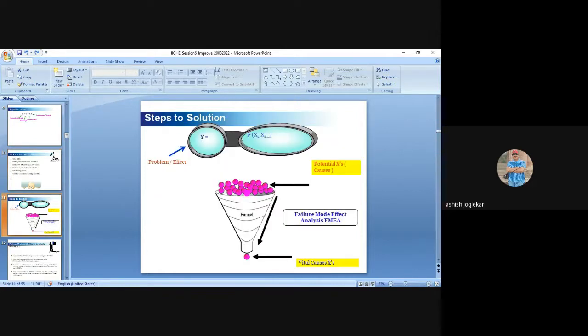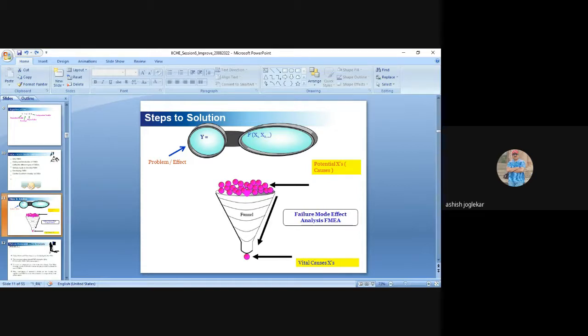So how this is done is, you always know that Y is a function of X1, X2, and Xn. So X1, X2, Xn are all the potential causes. By using the failure mode effect analysis or FMEA tool, we can drill down to the vital causes. You can see the funnel being shown here, and at the top there are a lot of pink color balls that are the potential causes or X's found during the brainstorming session using, if you can say, fishbone analysis, Ishikawa diagram, or some other tools. You're finding out the causes.